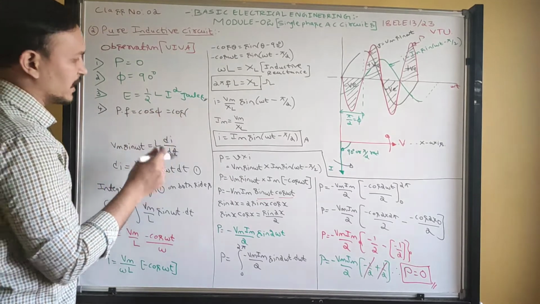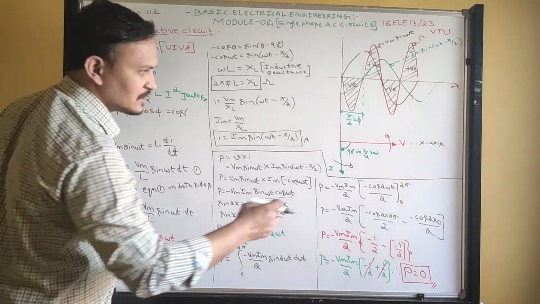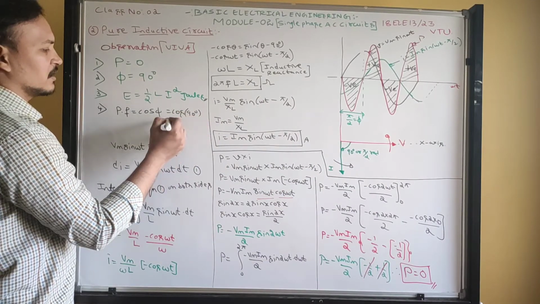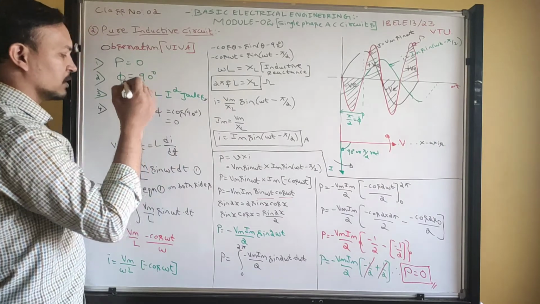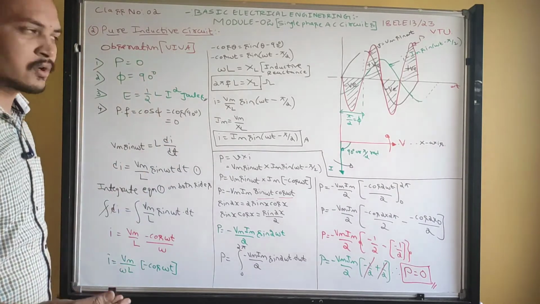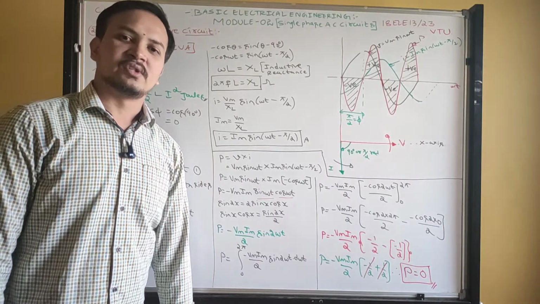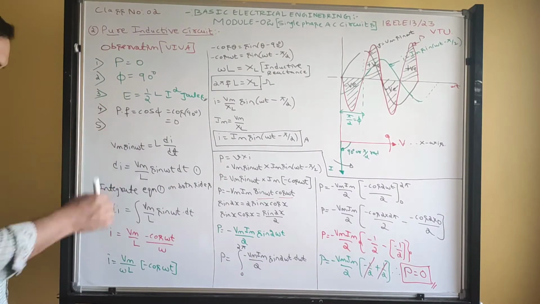What is the value of phi? What do you mean by phi? Angle between voltage and current. What is the angle between voltage and current? 90 degree. Okay, what is cos 90? Very good. Cos 90 is 0. What is power factor? 0. The power factor of pure inductive circuit is 0. Okay, got it?